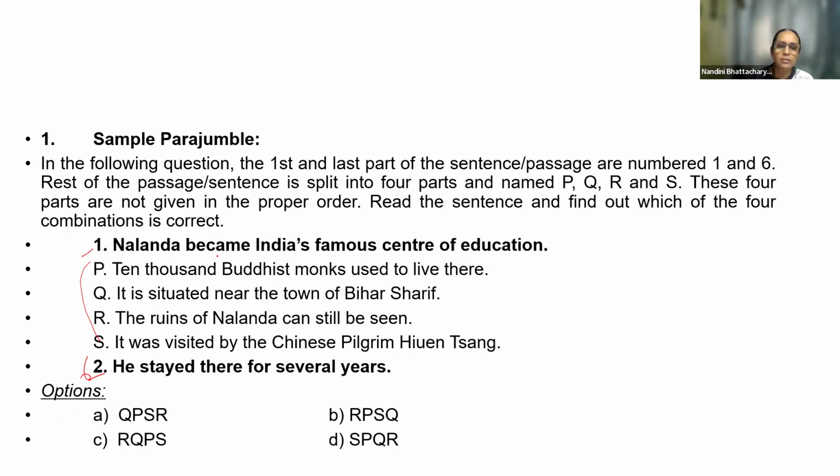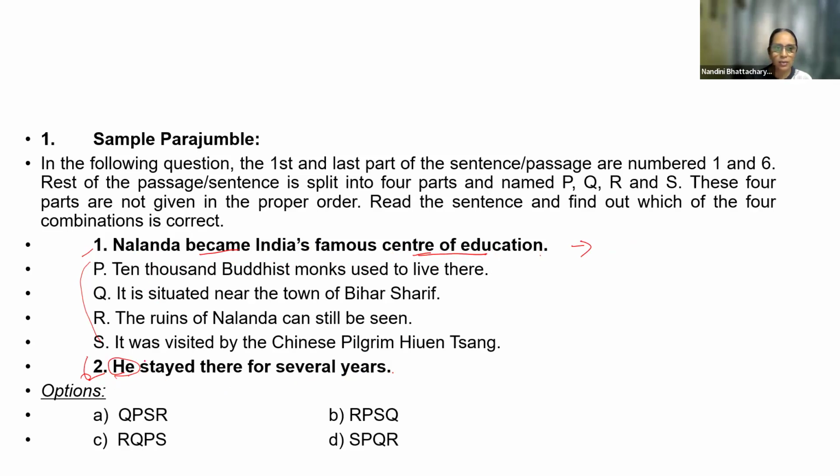Now, let's solve this. Your opening sentence is given: Nalanda became India's famous center of education. So what is the key from here? Nalanda was a famous center of education. And your conclusion is: he stayed there for several years. Now we have a pronoun, he. What should come before that? Somebody who is referred to as he.